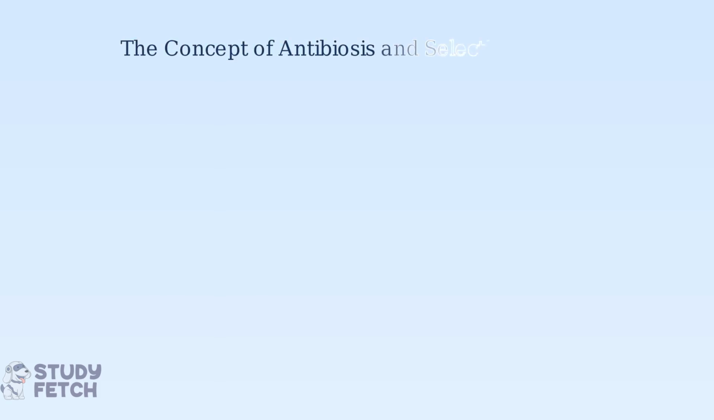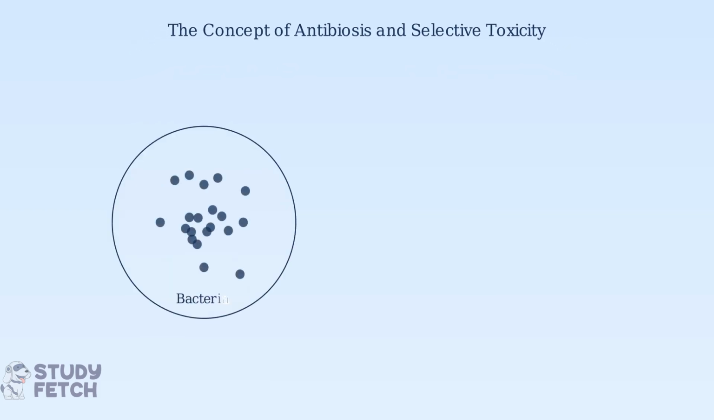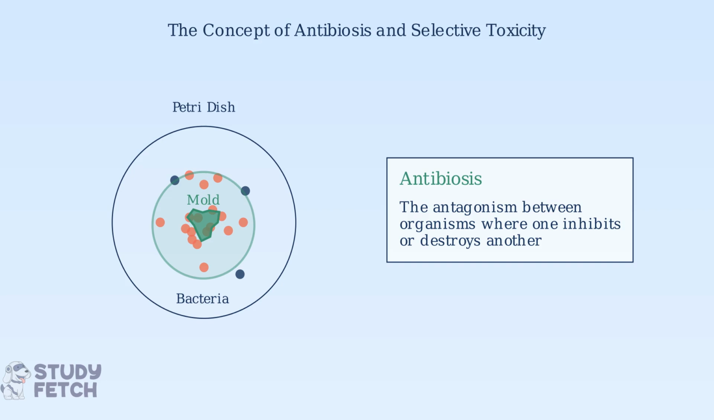The concept of antibiosis and selective toxicity are fundamental principles in antimicrobial therapy. Antibiosis refers to the antagonism between organisms, where one inhibits or destroys another. This phenomenon was observed even before Fleming's discovery. When a mold or fungus produces compounds that inhibit bacteria nearby, we can observe a zone of inhibition where bacteria cannot grow. This natural antagonism between microbes was known as antibiosis, a term describing how certain organisms can inhibit the growth or survival of others.